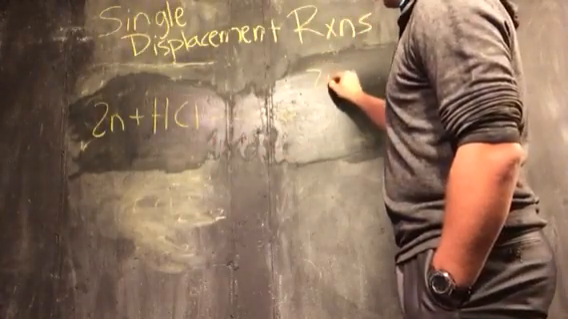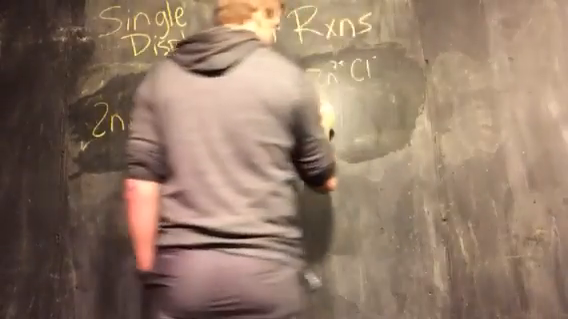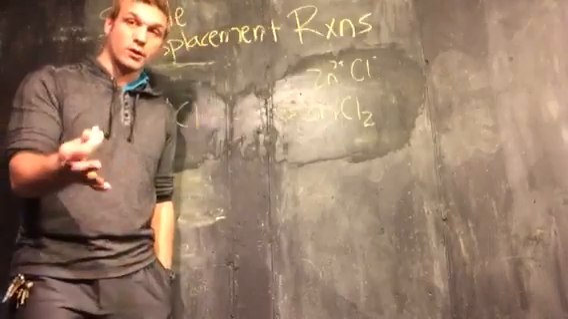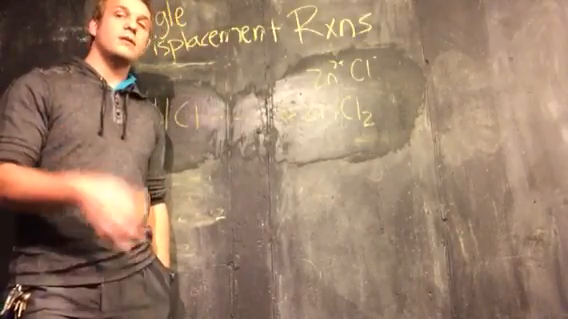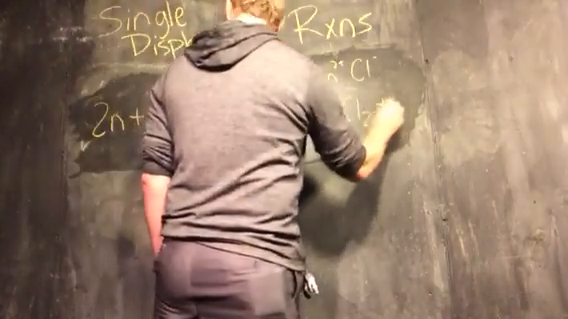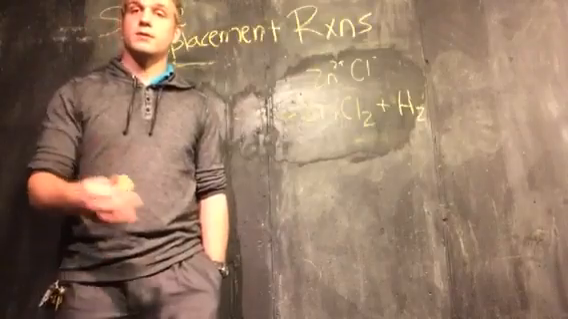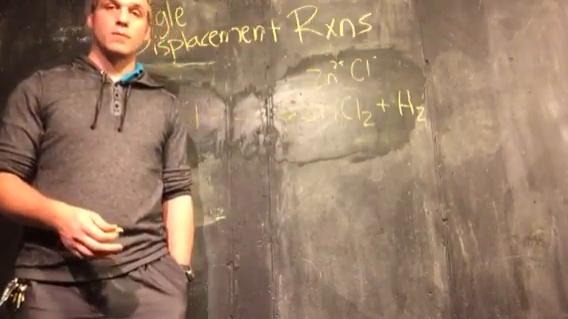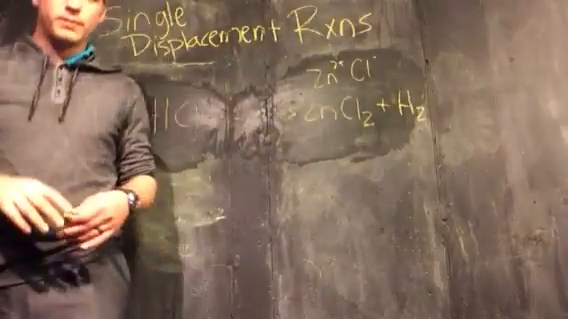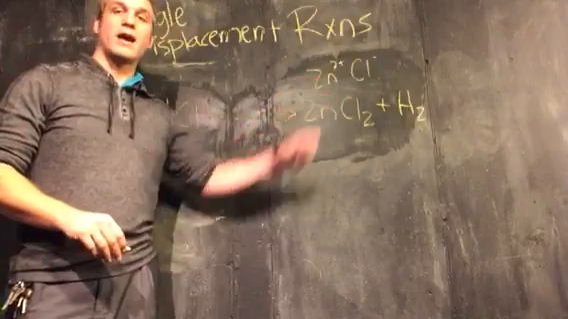Zinc, 2 plus charge, chlorine, 1 minus charge. You crisscross. ZnCl2. If you're struggling crisscrossing, make sure to look at the video. You need to know how to crisscross. You have to be able to crisscross to do these. Zinc chloride plus hydrogen is by itself. And when it's by itself, it always gets a 2. It's diatomic. Okay? So, hopefully you can see that. I'm going to move my light just a little bit. Zinc plus hydrochloric acid gives you zinc chloride and hydrogen gas.